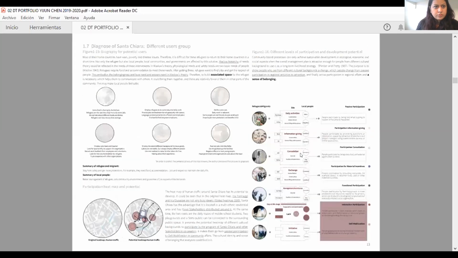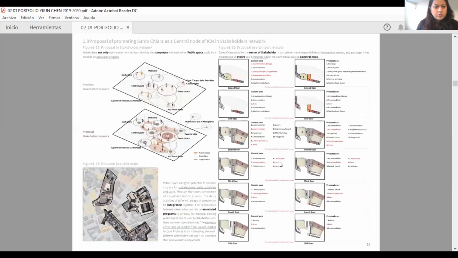There was, in that context analysis, as the result of that context analysis, a diagnose. Diagnose is all the aspects that are very positive, the aspects that are potentially positive but not completely developed, and the ones that are not well addressed, that are degrading factors, if you wish. And therefore, from the diagnose comes the first proposition.